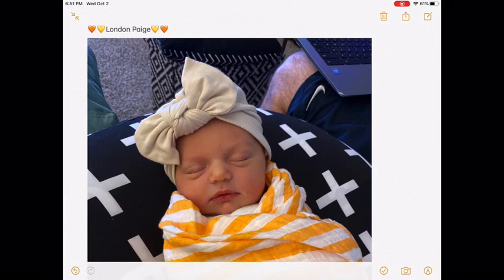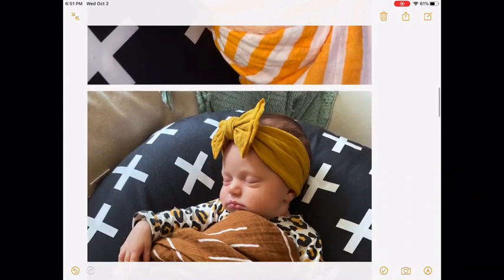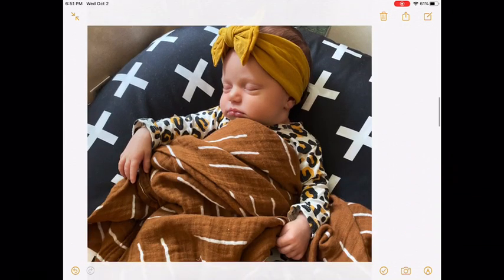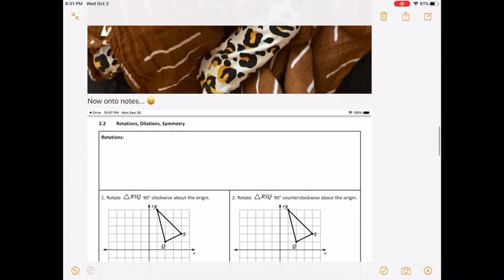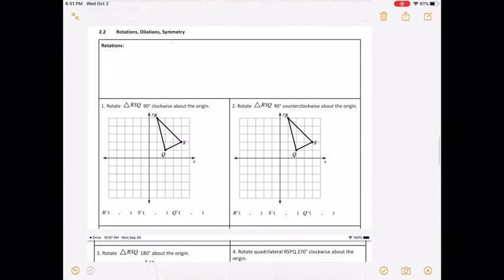So I told you I'd put a picture in this time. So this is London. This is my favorite little outfit there, but so on to our notes, but just thought I'd show you that.